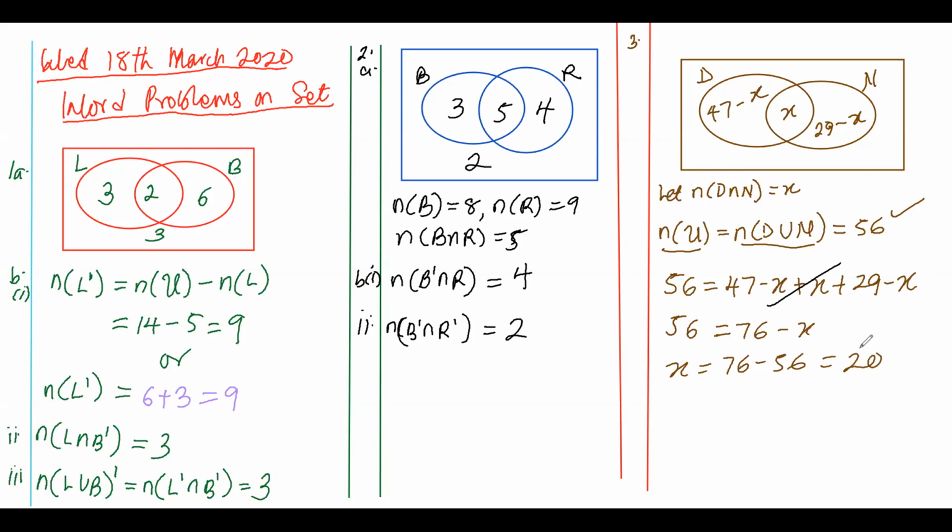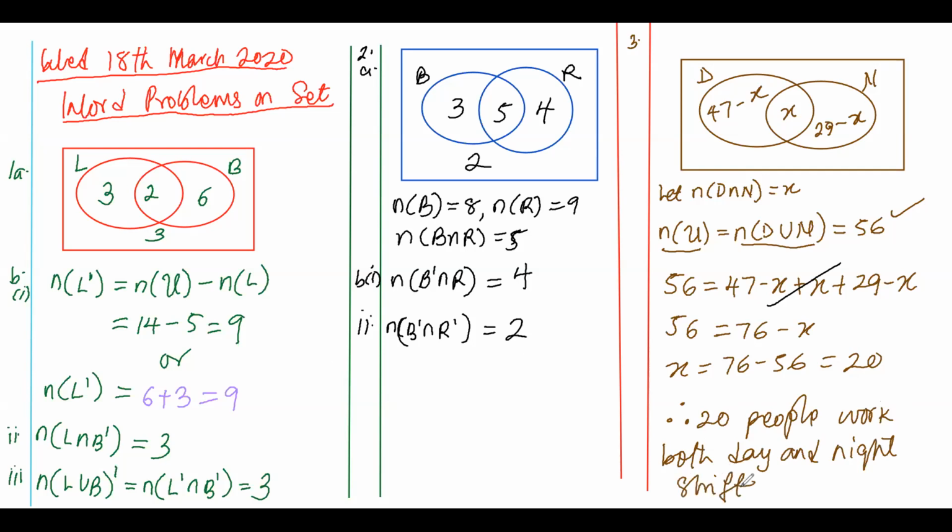So the question says, how many work both day and night shifts? This is what I meant in questions 1 and 2 about comments. I expect you to say, therefore, 20 people work both day and night shifts. So this is how I expect your solution to be. How many people got that? I got it. I got it, but I didn't use that. Yeah, me too.